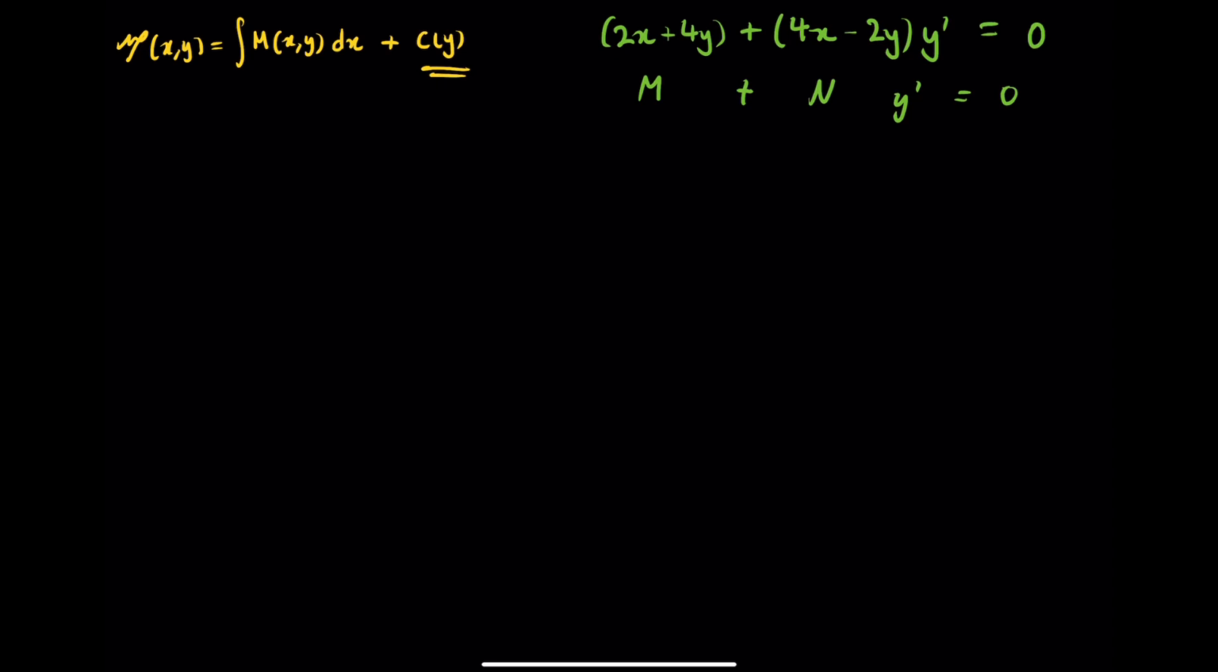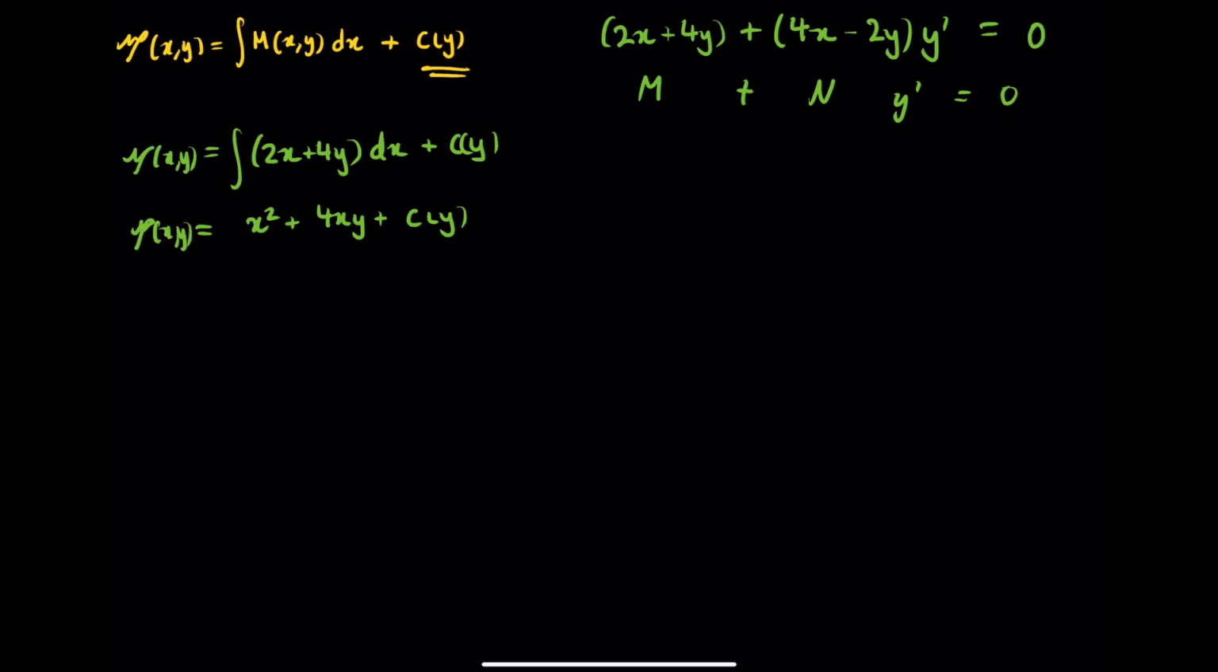So that means we find the integral of M dx. M is 2x plus 4y, dx, plus c(y), equals psi(x, y). So the integral is x squared plus 4xy plus c(y), equals psi(x, y). I'm so sorry, I keep saying rho, but it's psi. Whenever I say rho, I apologize. This is psi.